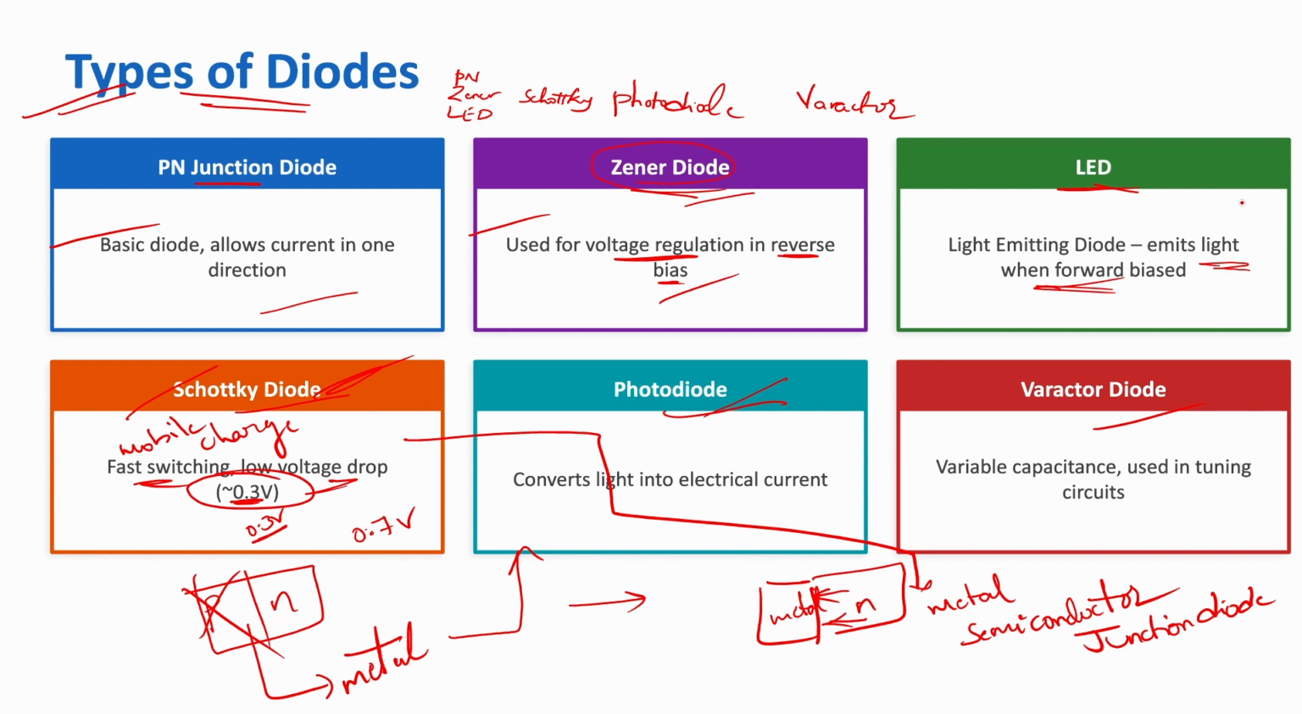Coming to the photodiode, it is the reverse of an LED. It converts light into electrical energy. Consider light energy as an input and convert that into electrical current.